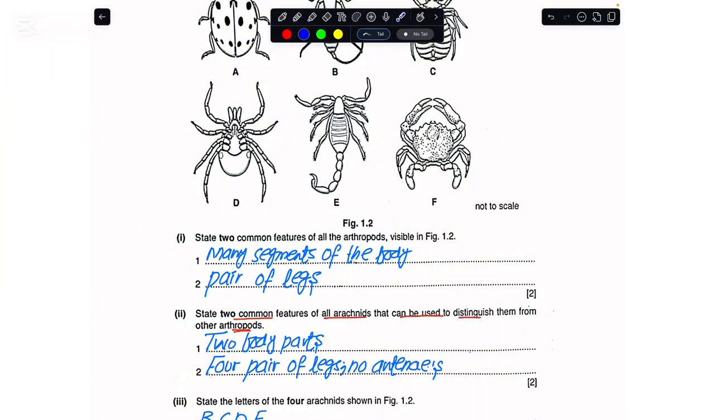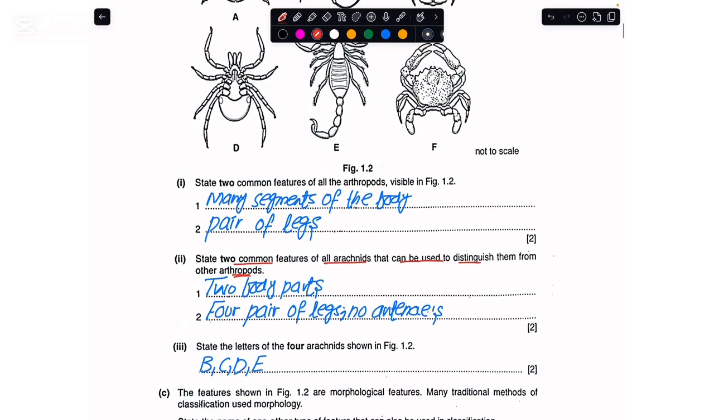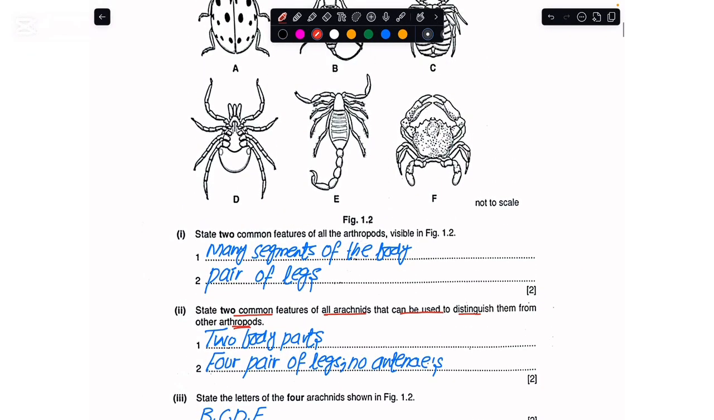So among all the points that I have told you, for scoring 2 marks, you would say that they have two body parts. Either you could say that they have four pairs of legs, or you could write 8 legs, or you could say they have no antennae. Now here they want us, for a total of 2 marks, to state the letters of the four arachnids that are shown here.